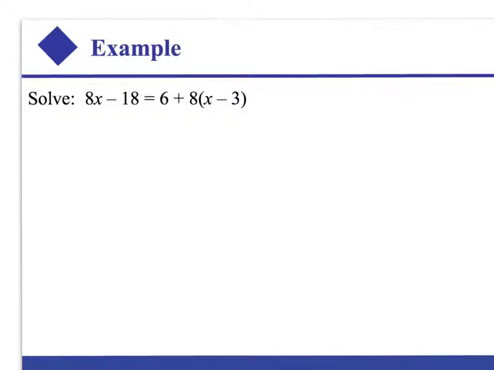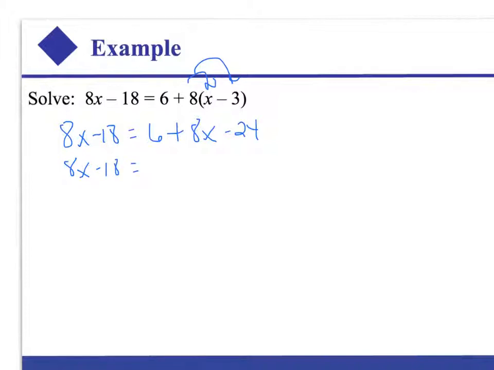So let's work another problem that is very similar. So we have 8x minus 18 on the left-hand side. We need to distribute this 8 through here to clear those parentheses. So I get 8x minus 24. Can't gather anything on this side. Let's look on the other side. I have 6 minus 24. So that's going to give me a negative 18.